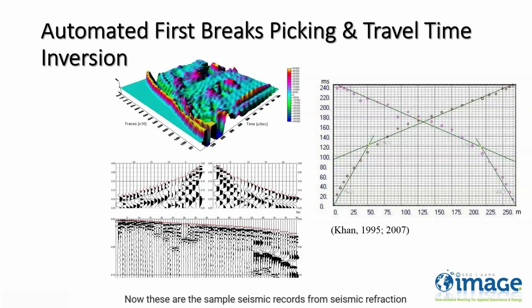Now these are the sample seismic records from seismic refraction and uphole logging with automated first break picking. This is a 3D display of seismic amplitudes with the prominent first breaks. And this is a sample time-distance graph of the picked arrival times. The inversion of these arrival times provides the thickness and velocities of near-surface layers.